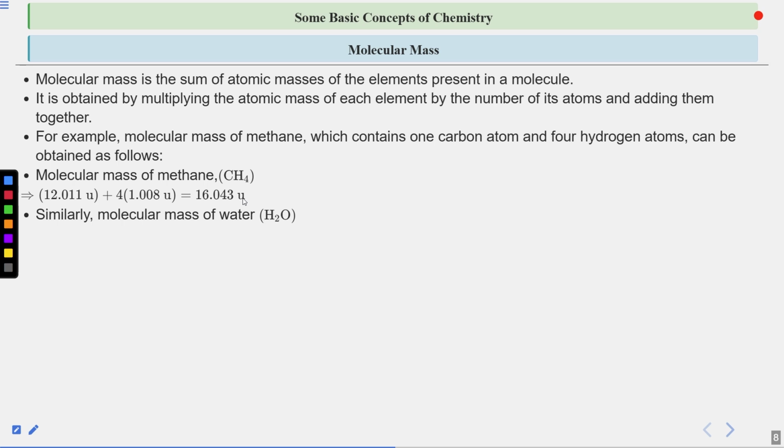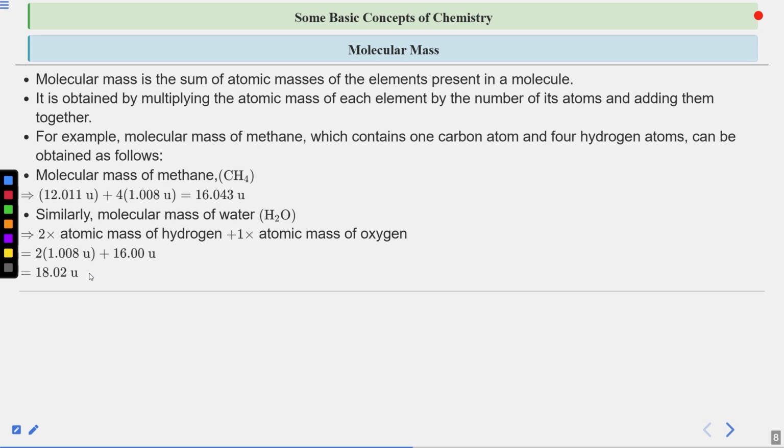Now, the same calculation can be done for water also, which has 2 hydrogen atoms and 1 oxygen atom. Therefore, 2 multiplied by the atomic mass of hydrogen plus 1 multiplied by the atomic mass of oxygen. The atomic mass of hydrogen was calculated earlier. It is 1.008 U. And this thing is also calculated. So 1 multiplied by something will give you the same thing, 16.00 U. If you do this summation, again you will get the molecular mass of water, which is 18.02 U.